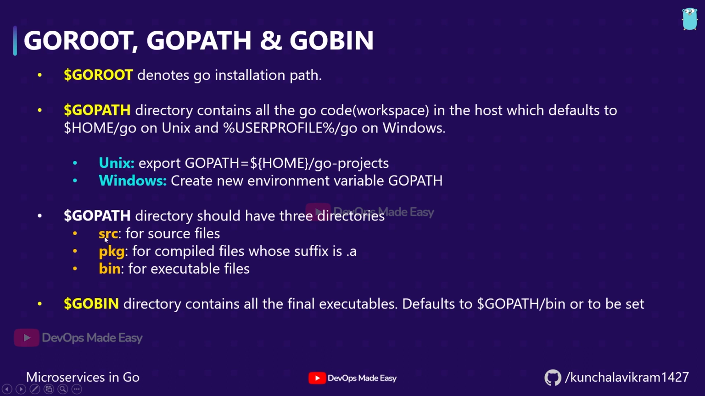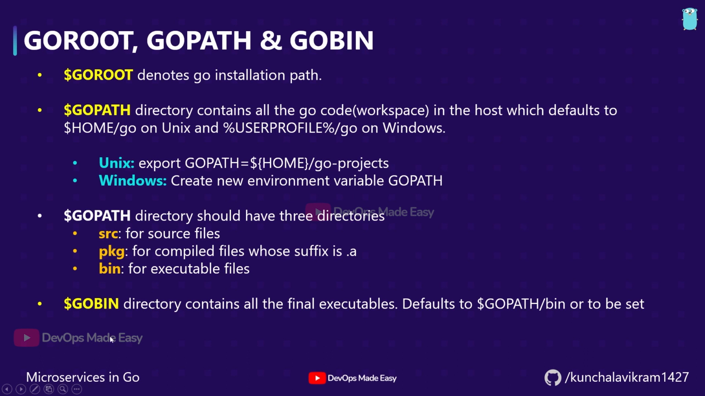Src is used for putting all your source files. Pkg is for compiled files, that means whatever external dependencies you want to use inside your source code, all these compiled files with .a extension will be put under pkg. And bin is used for all the executables. That means whenever you compile your source code, you will have the final artifact. That artifact, either you can put it in the same directory or you can move it to bin. We'll see how to move that final exe file or the final compiled file into the bin directory when we are doing the demos.